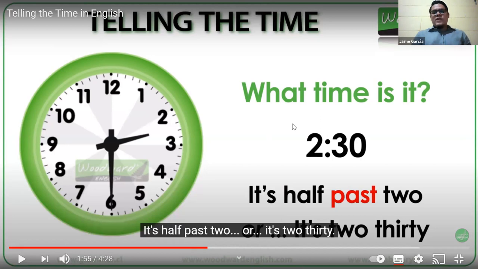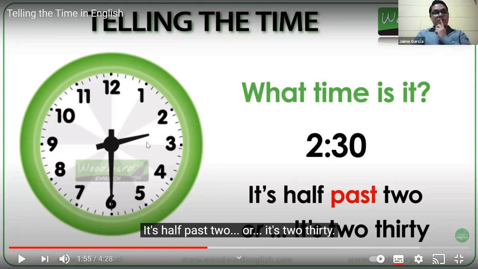Okay. When you say half, remember that the letter L is not pronounced. You do not pronounce the letter L. So, de las dos formas se puede decir. No, you don't pronounce it. Okay. Half. It's half past two. Okay.